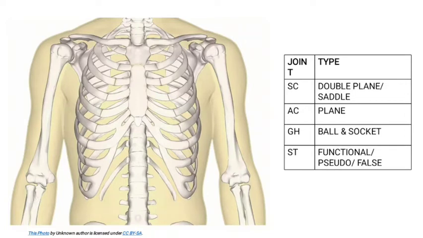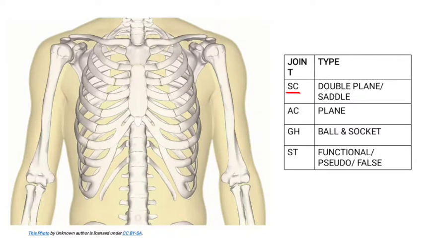So here we have your SC joint, which stands for sternoclavicular joint. So it's this joint here, the connection or the articulation between your sternum and your clavicle. This type of joint, your sternoclavicular joint, is a type of double plane joint or a saddle joint. So there can be movements of elevation, depression, and also axial rotation, wherein your clavicle rotates on its own long axis.